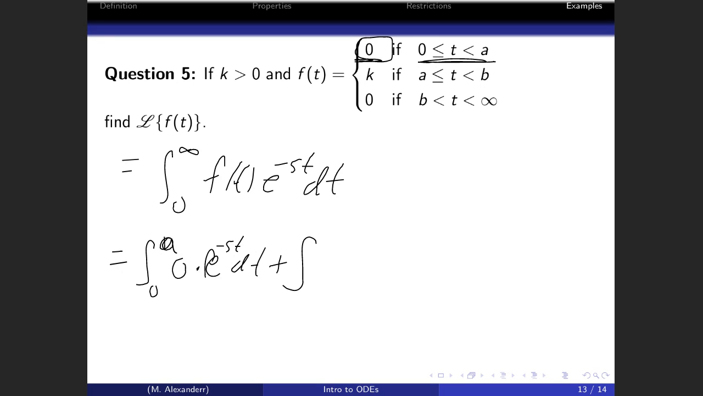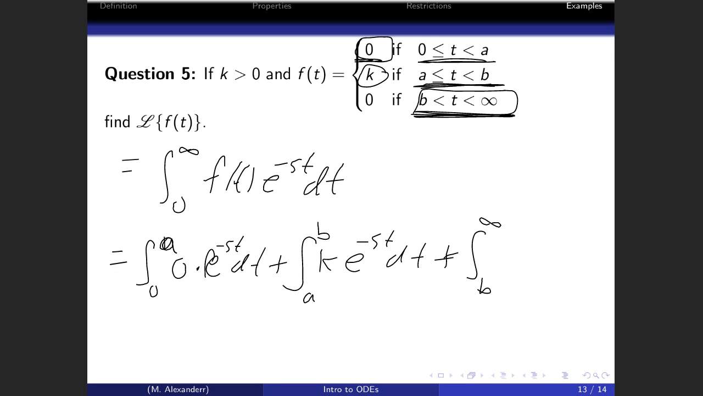Now, this is going to be the integral from a to b. So now we're looking at the second piece of the function, and on the second piece, the y value is equal to k. So we're going to put in k for the f, times e to the negative st dt. And now we're going to put in our last integral, which is from b to infinity. For t between b and infinity, the y value is equal to 0 again. So 0 times e to the negative st dt. The first integral and the last integral go away because 0 times anything is 0, and so you only have to focus on the middle integral.